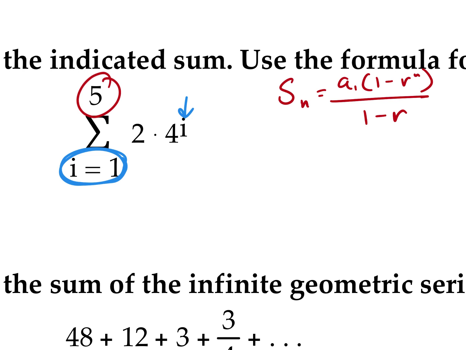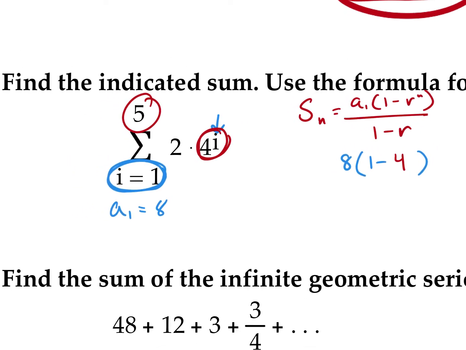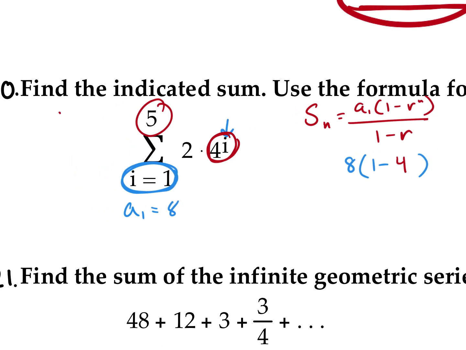So when we plug in 1, we get 8. So this would be 8 for our first term. And then what's our ratio? 4. It's whatever has the exponent. And then how many terms do I have here? 5. To find that, you do the last minus the first plus 1, so that would just be 5. So our exponent is 5, and then over 1 minus our ratio, so 1 minus 4.